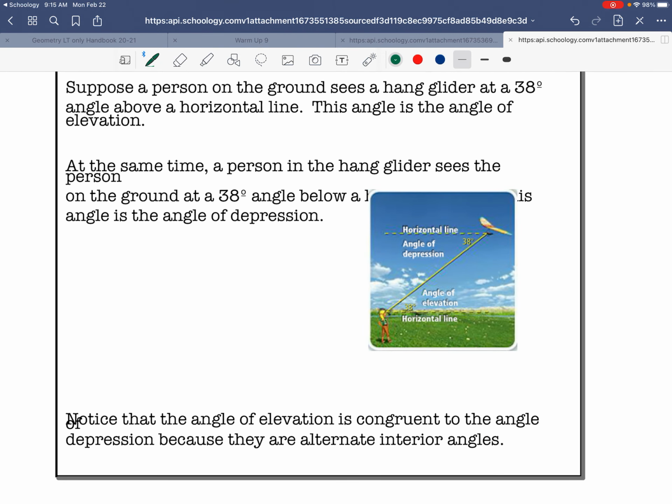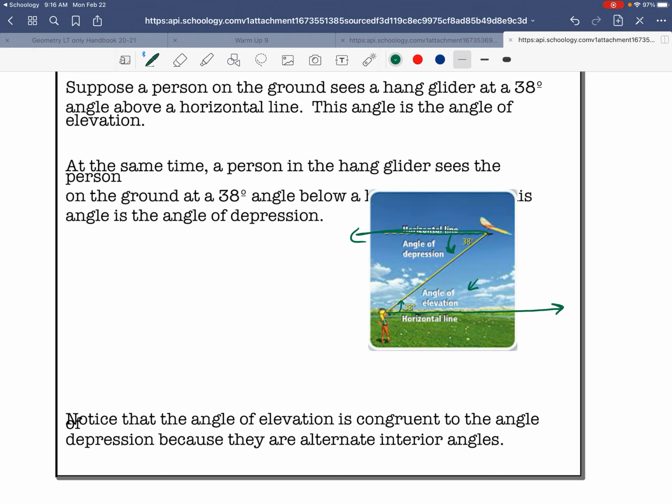Suppose a person on the ground sees a hang glider at a 38-degree angle above a horizontal line. The horizontal line would be your eyesight going horizontally, 38 degrees above it. That angle is called an angle of elevation. At the same time, a person in the hang glider sees the person on the ground at a 38-degree angle. So it's from the person's eyesight horizontally down, and that would be an angle of depression.